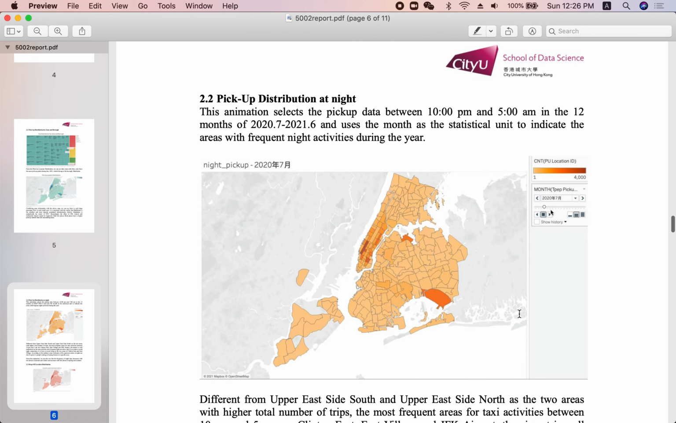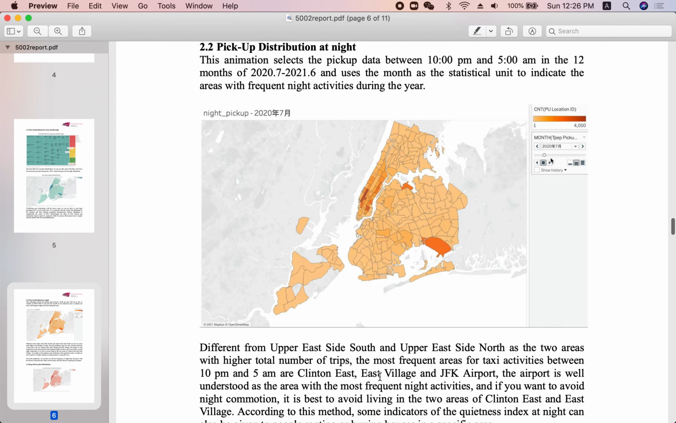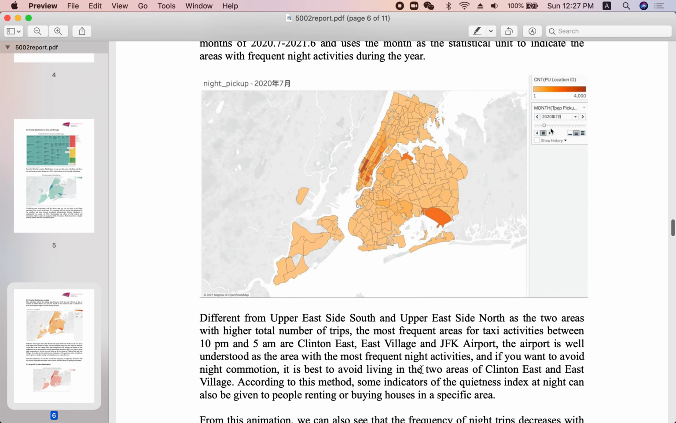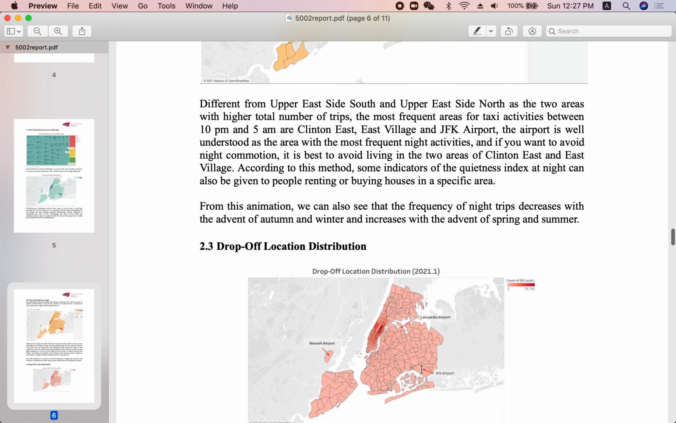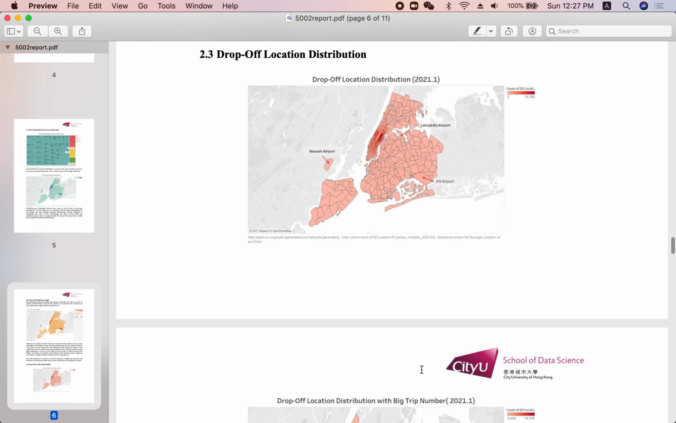Airports are still the top high-frequency pickup spots at night, but the city center changes to Clinton East and East Village, which may be a resident center instead of a commercial or business center. For drop-off distribution, airports are no longer high-frequency spots.